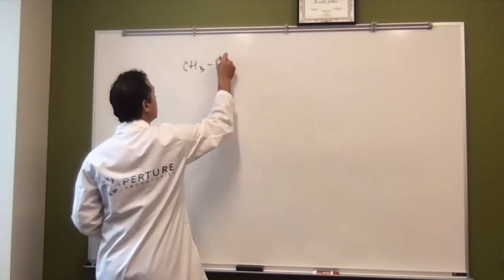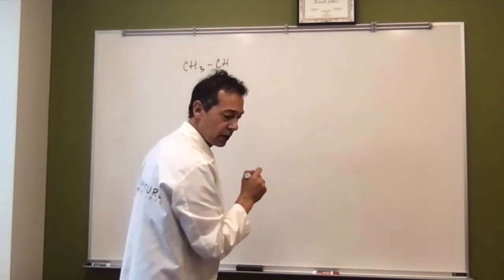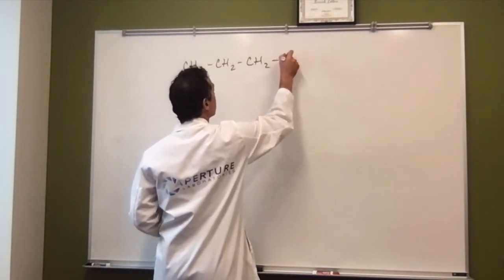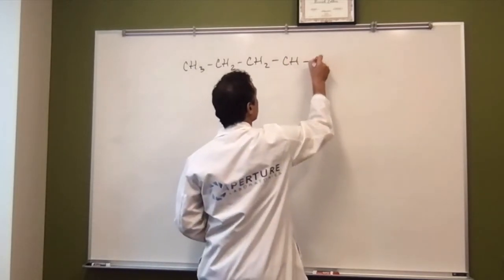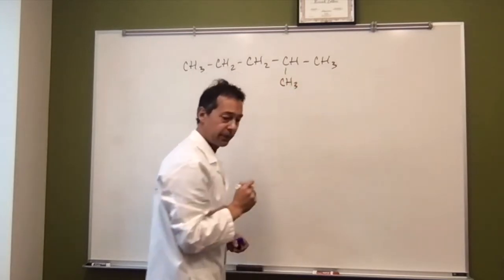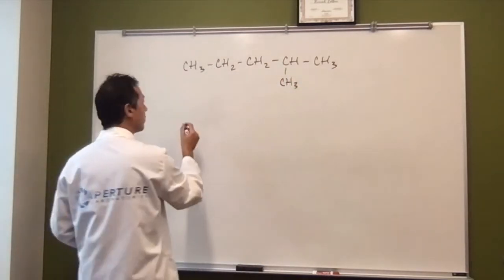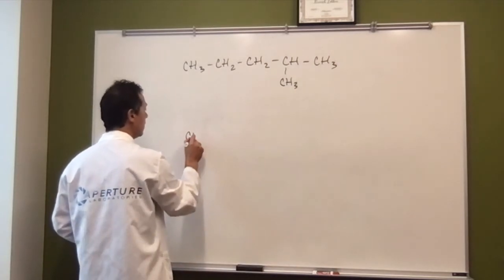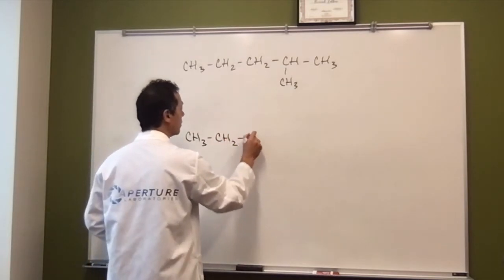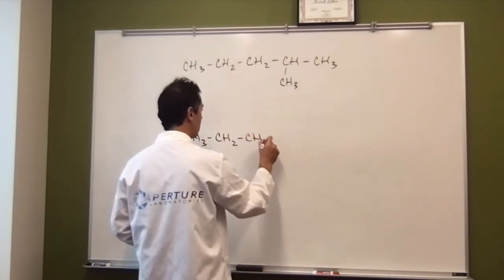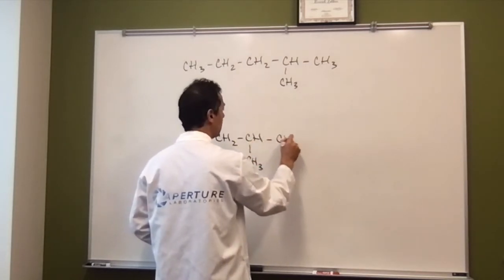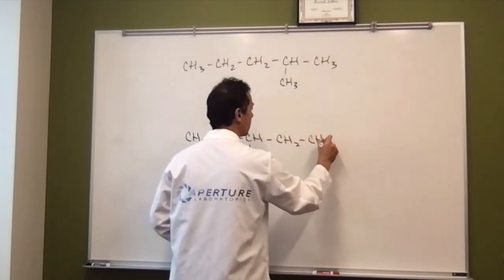CH3, CH2, CH2, CH, CH3, CH3. Okay. And then we're going to draw another one just like it. We're going to go CH3, CH2, CH, CH3, CH2, CH3.